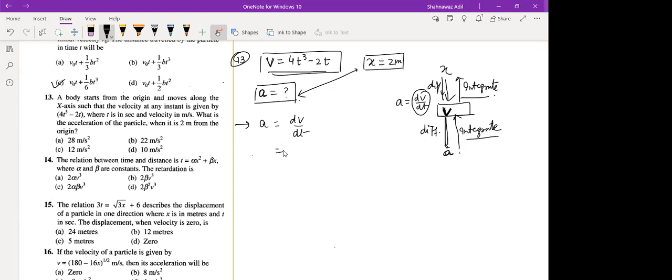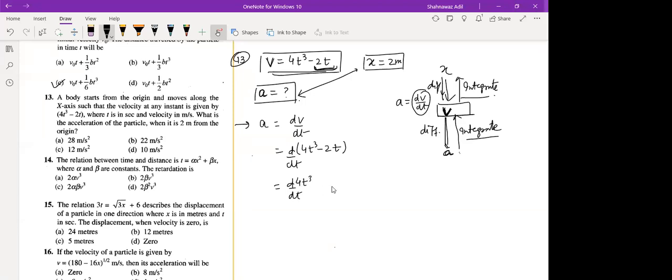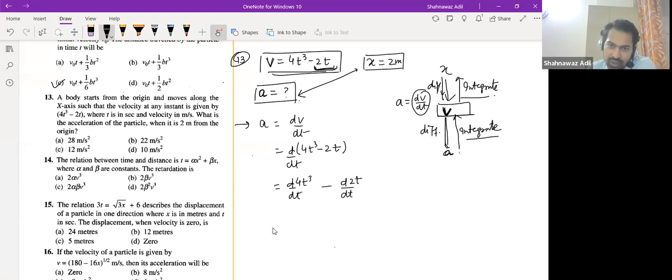Sir, 12t square. And what about that? What did this term do to you? What is the problem with this term? So this is d by dt of 4t cube. Sir, 12t square minus 2. Yes, absolutely right. Good. So Rishita, Martin, and Hudeja, are you guys getting the same answer?